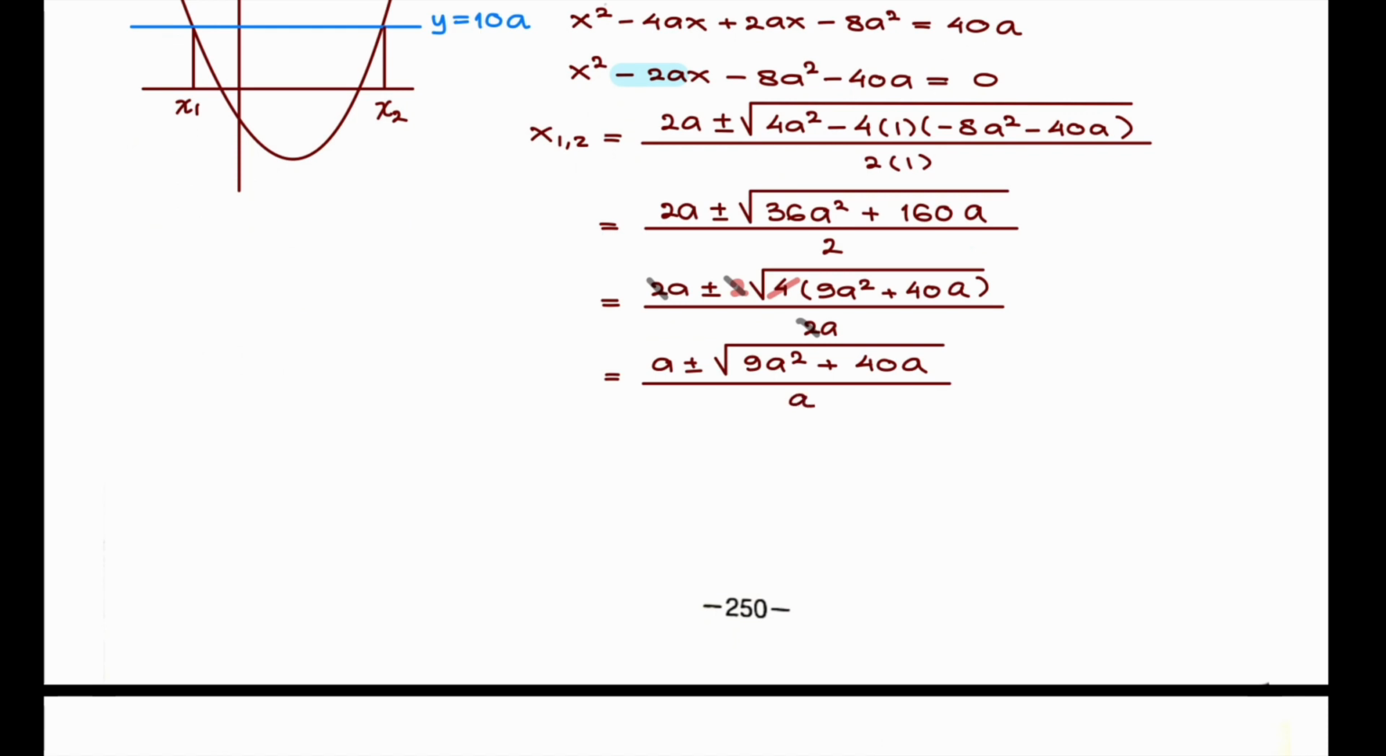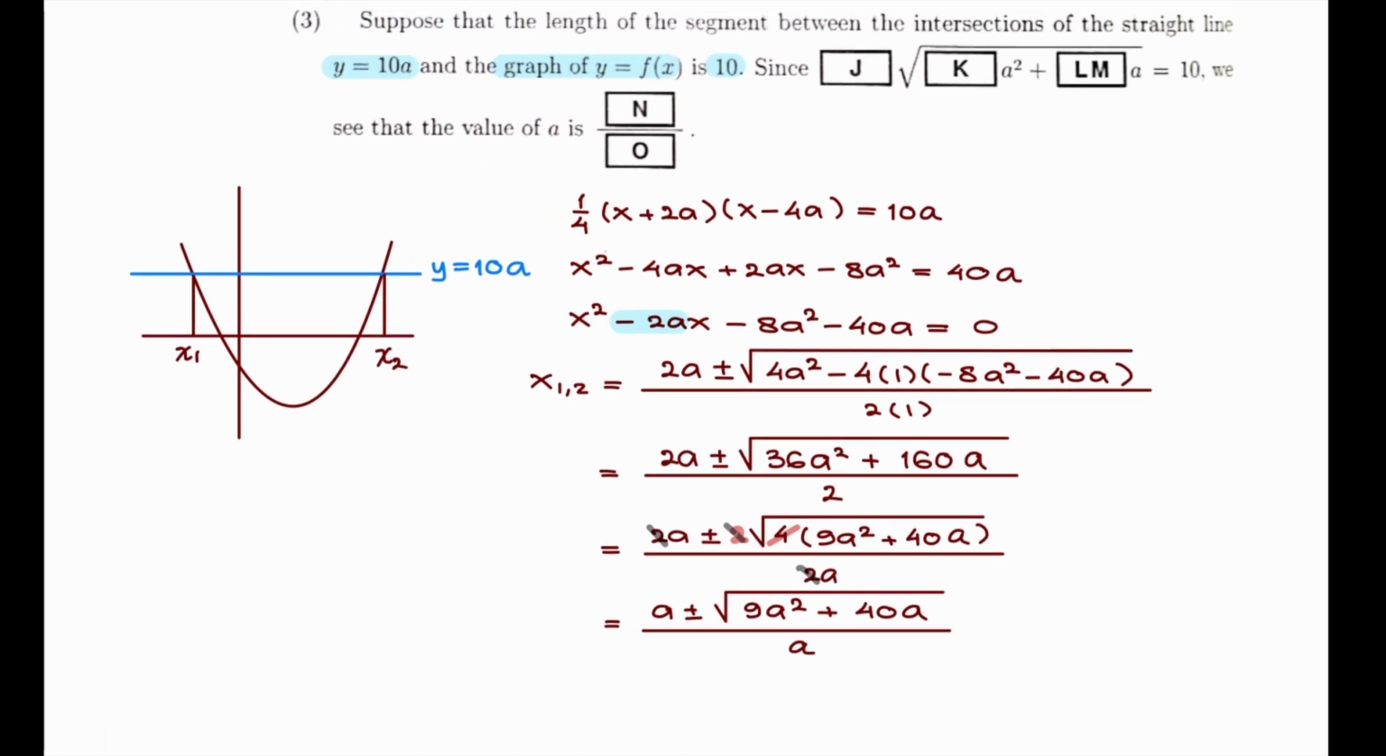I got two answers here. The first one is a plus blah blah blah over a, and then the second one is a minus blah blah blah over a. That is your x1 and x2. If I use my illustration, then x1 is the one that is negative.